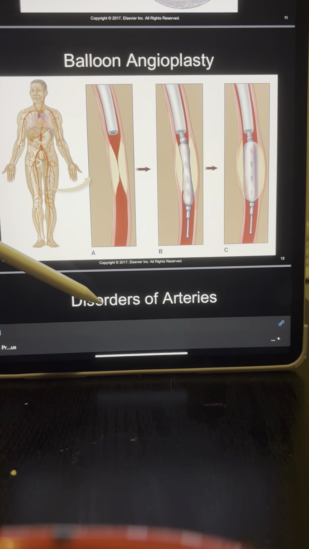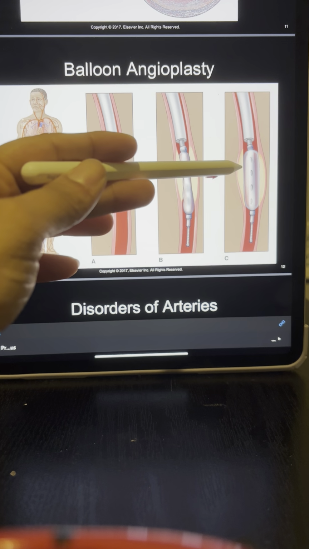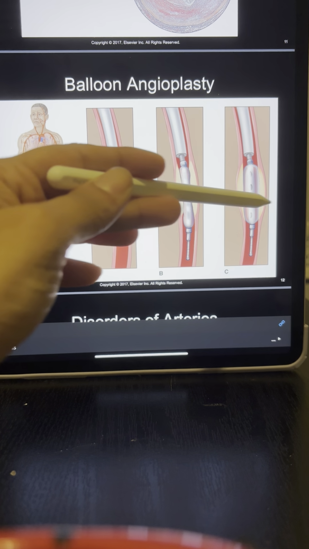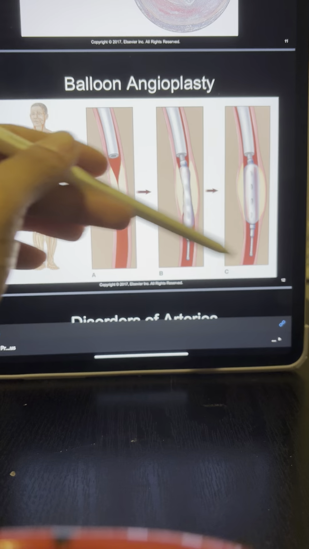Balloon angioplasty. You can see where all the fat is right here, and blood flow can flow through that. So they go in, they open a balloon, and they push the fat to the sides, which is done.